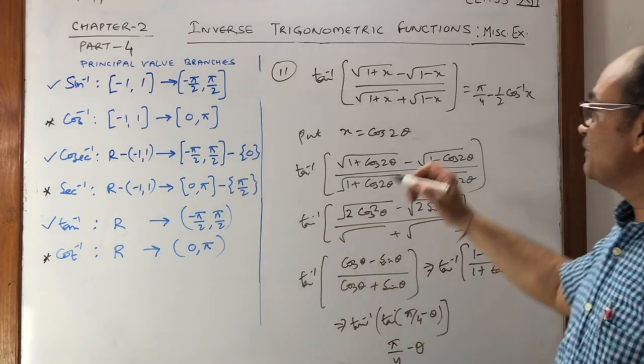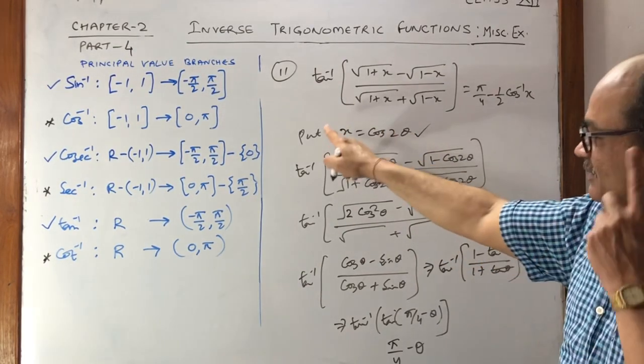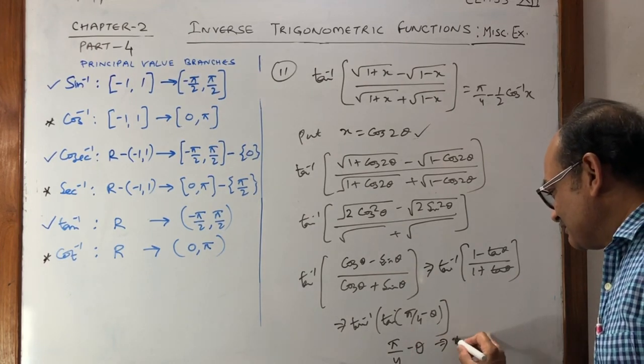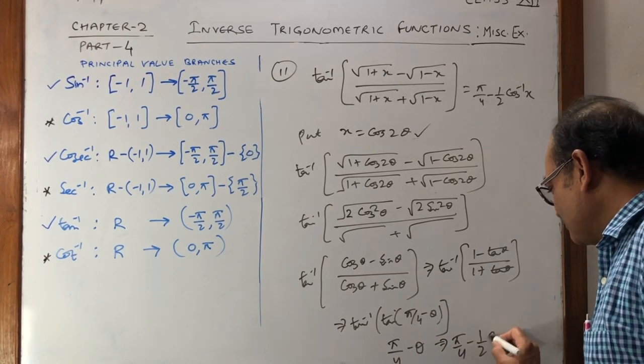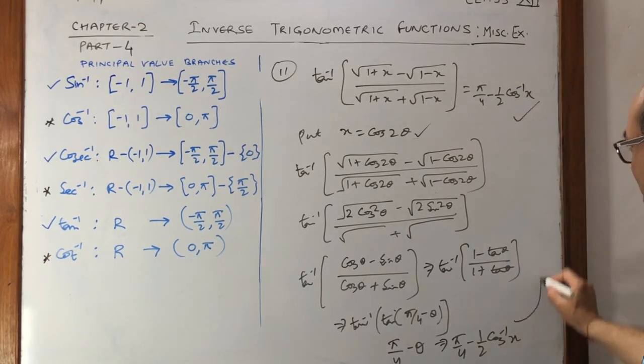And what theta did we assume in the earlier step? 2 theta is cos inverse x. So theta is half cos inverse x. Pi by 4 minus half cos inverse x. See, RHS.